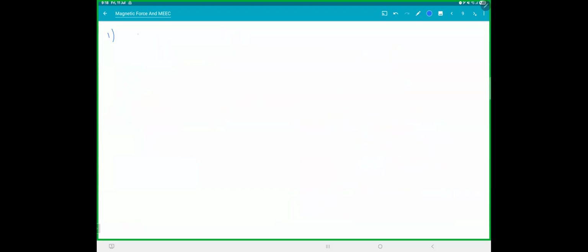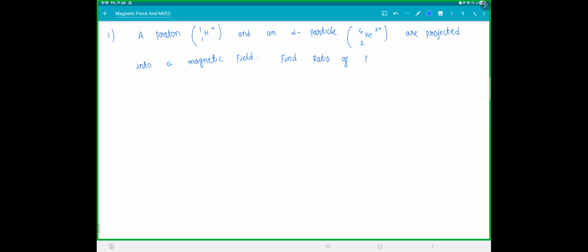We have an alpha particle and a proton. A proton is 1H1, a hydrogen nucleus, and an alpha particle, which is a helium nucleus, 4He2 plus, are projected into a magnetic field. Find the ratio of their radius and the time period. Case 1: they're projected inside with the same velocity. So you take a proton and an alpha particle and throw them into a magnetic field with the same speed. Find the radius, find the time period.